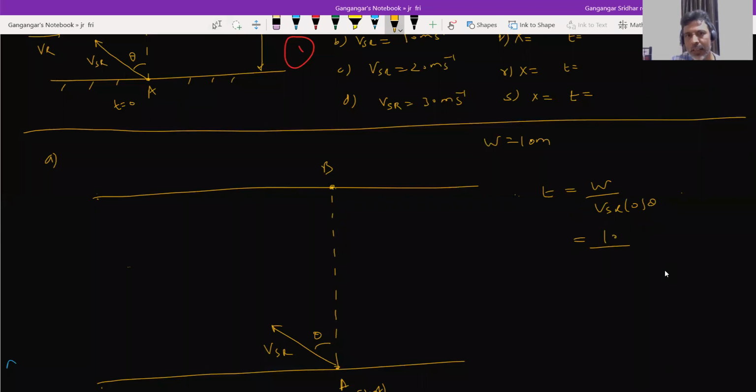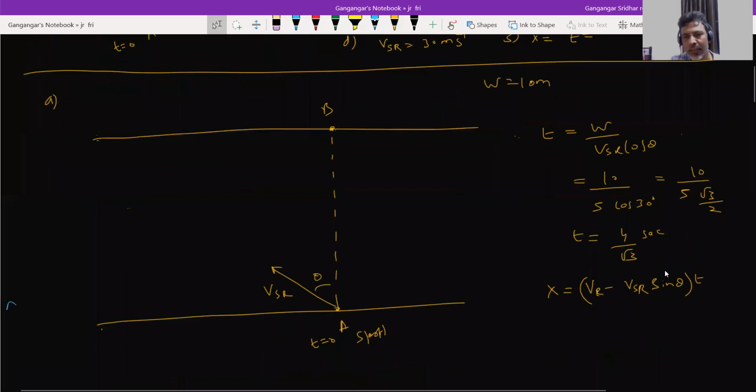W is 10, VSR is 5, theta is 30, cos 30. So this will be 10 by 5 root 3 by 2. So time taken will be 4 by root 3 seconds. What about the drift? How to calculate drift? Drift should be equal to VR minus VSR sine theta. Straight away I'm writing. Like yesterday, what we discussed, that only we are applying.